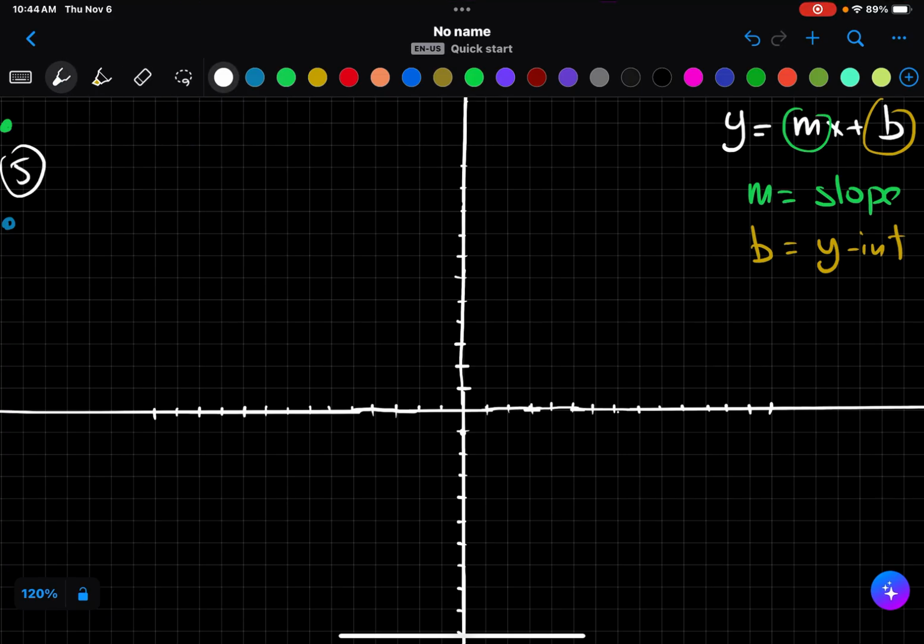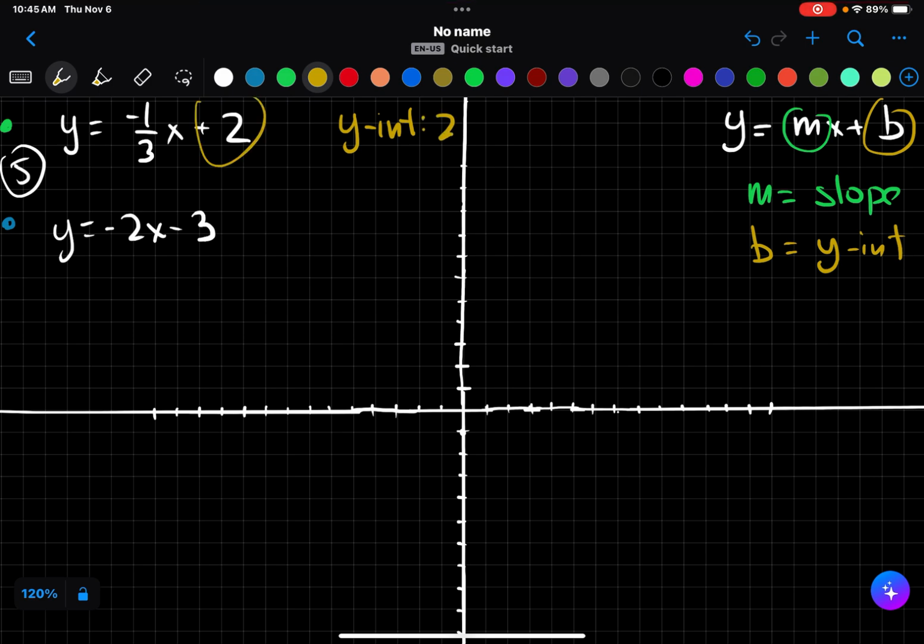So for number 5, you have y equals negative 1 over 3 x plus 2, pretty standard equation, and y equals negative 2x minus 3, another normal equation. Good. So the y-intercept for the green equation, the first one, is going to be just a 2. And the slope for the green equation is going to be the negative 1 over 3, which means down 1 to the right 3.